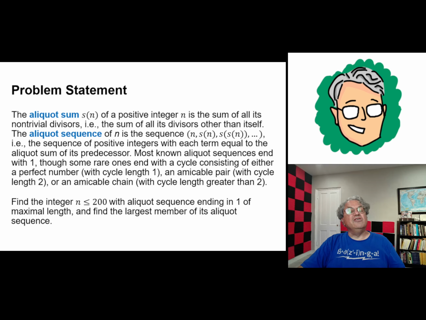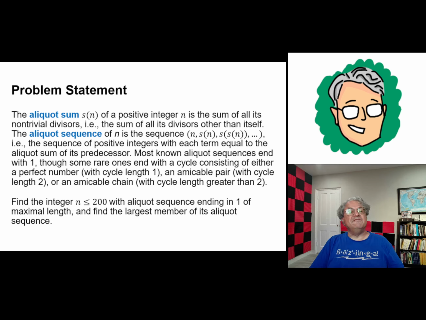And then the aliquot sequence of n is just a sequence where you start with n, and then you take S of n, and then S of S of n, and then S of S of S of n, and so on. In other words, every term in your sequence is the aliquot sum of the previous one. And these have been studied for a really, really long time. As a matter of fact, even the ancient people studied aliquot sequences, and it led to things like perfect numbers and amicable pairs and amicable chains.